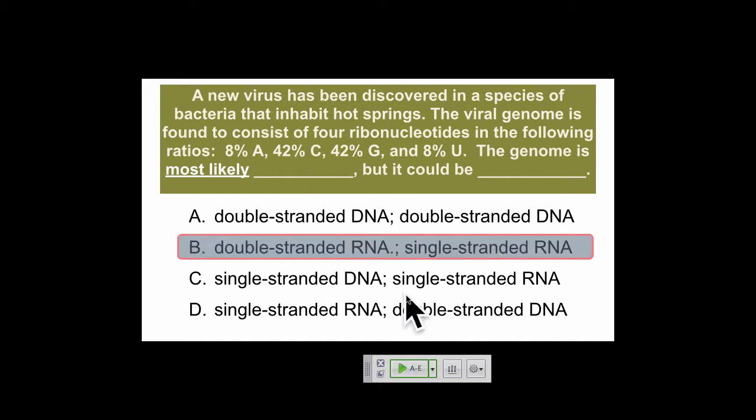We got a new virus that infects your hot tub, hot springs. The viral genome is 4 ribonucleotides. So right there it can be RNA. We already told you that. So it's 8% A, 42% C, 42% G, and 8% U. The genome is most likely double-stranded because why? Because you got equal amounts, but it doesn't have to be. Okay, good.